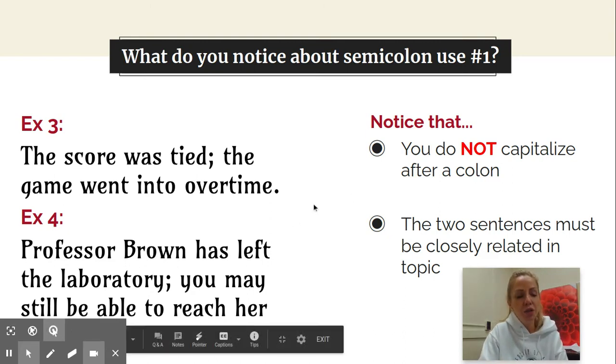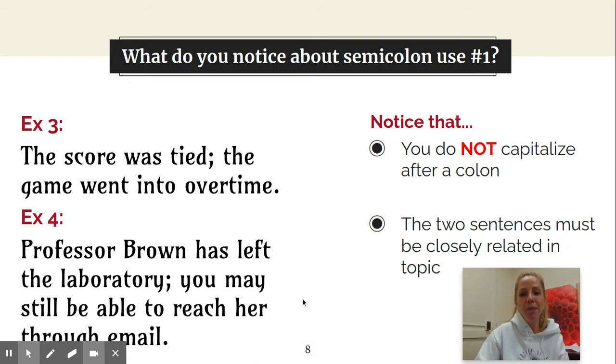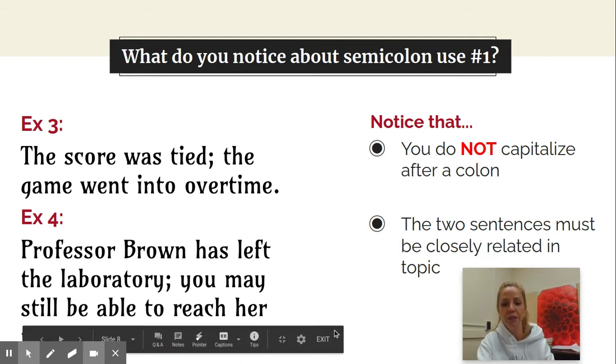And then I also wanted you to notice, the second bullet point, that these two sentences must be closely related in topic in order for you to appropriately use the semicolon, right? So if I have two sentences that are not related and they're kind of different, almost contrasting, I would suggest not using a semicolon in between them and just using your standard period, okay?